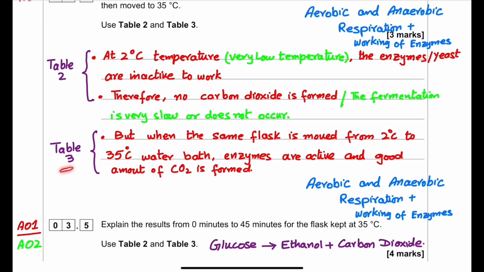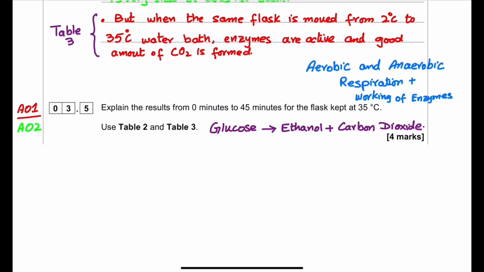In table number 3, we are comparing the same flask, but when the same flask is moved from 2 degrees Celsius to 35 degrees Celsius in the water bath, the enzymes are active and a good amount of carbon dioxide is produced.